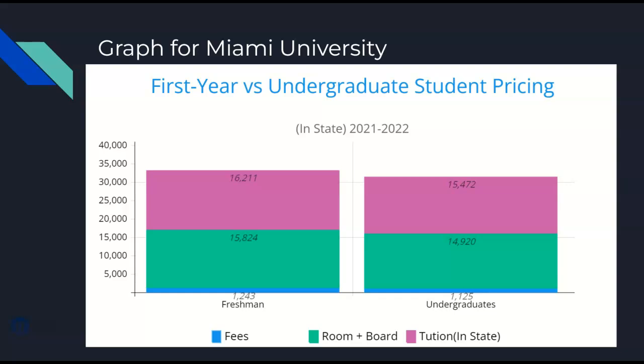So the first graph is for Miami University based off that data set. And in this, you can see the graph with the title and referencing the 2021-2022 in-state tuition for fees, room and board, and tuition. You can see it's a stacked bar chart with tuition in purple, room and board in green, and fees in blue. And this graph clearly lays out all the cost for all three categories, telling you how much of your money is going where.